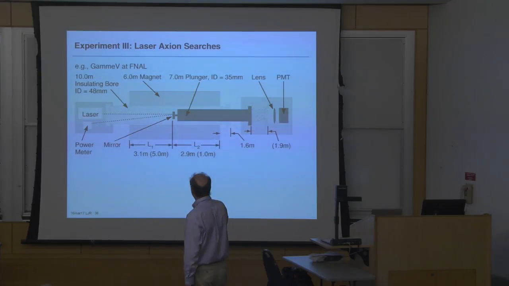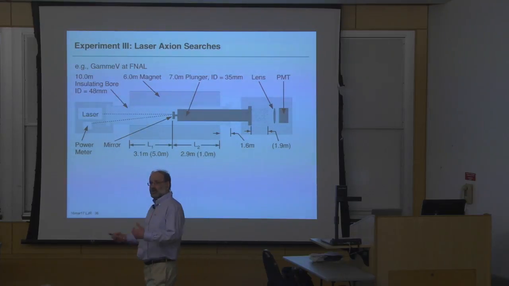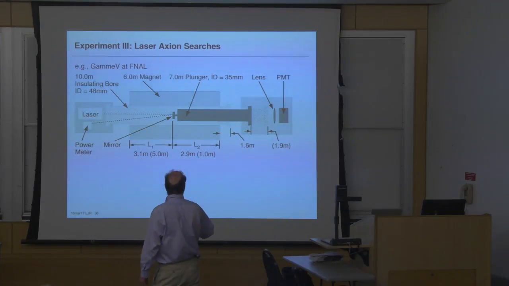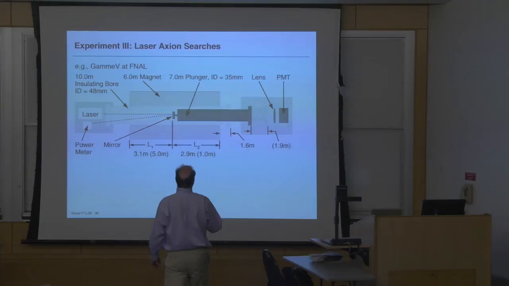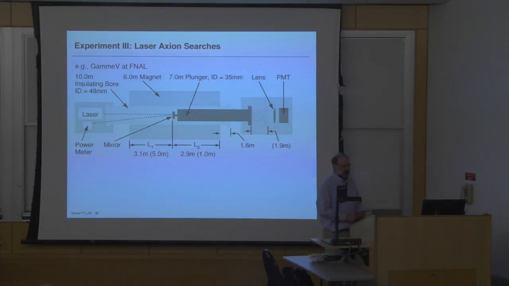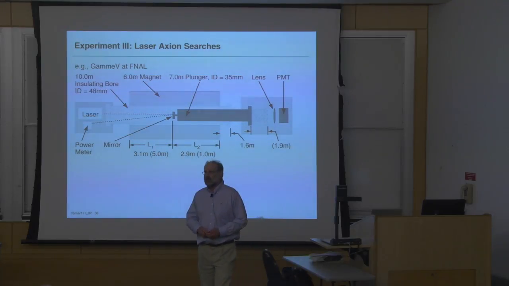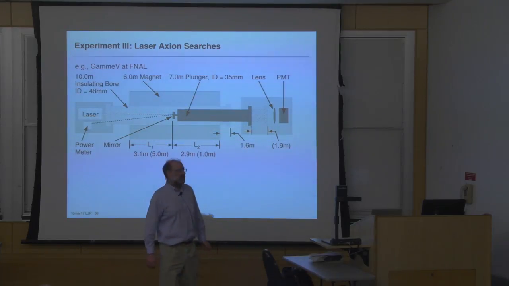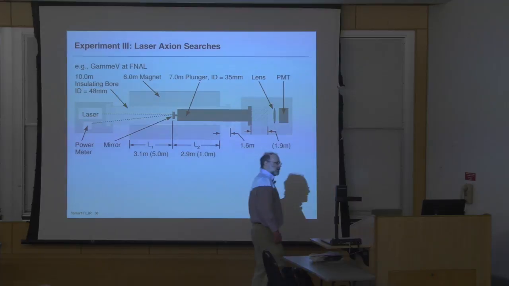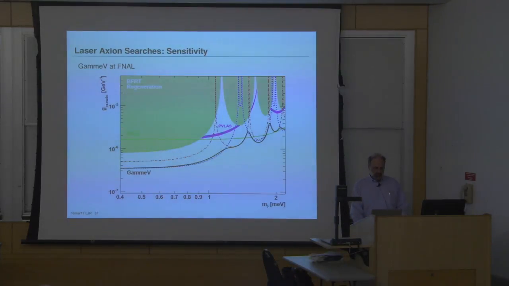There's an axion to photon coupling. You block the laser light. Then you reconvert it with another magnet. Then you detect the photons when you reconvert it. This was an experiment at Fermilab called GammeV, and it ran for a number of years, and it wasn't hugely sensitive. So it kind of laid fallow for a little bit.